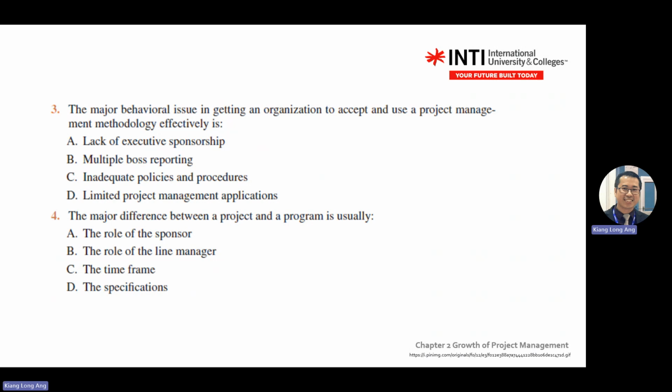Which answer do you guess? Guess lah. Which one? Sponsorship? Policy? What do you think? C. C. A.